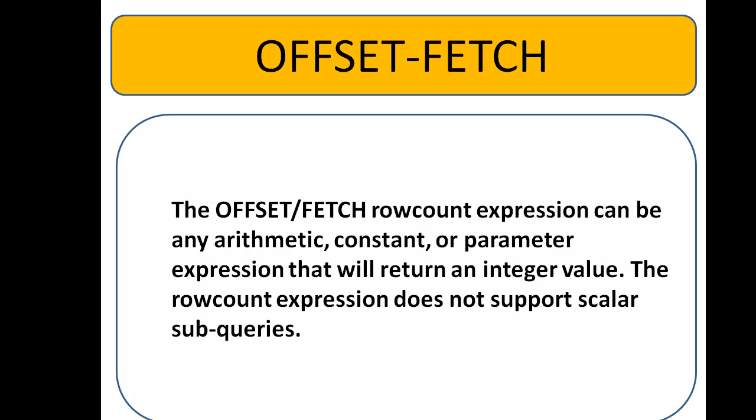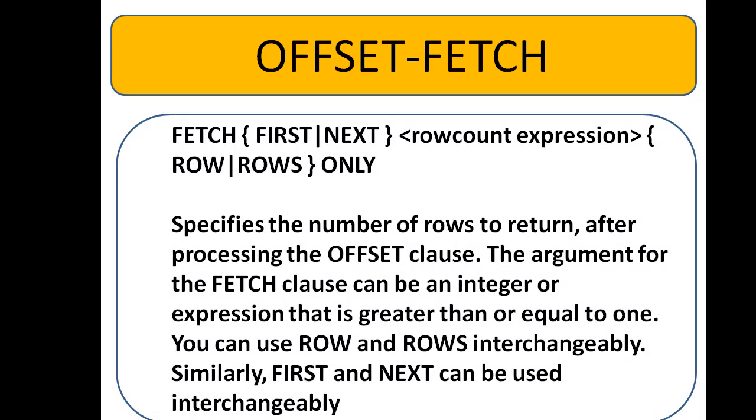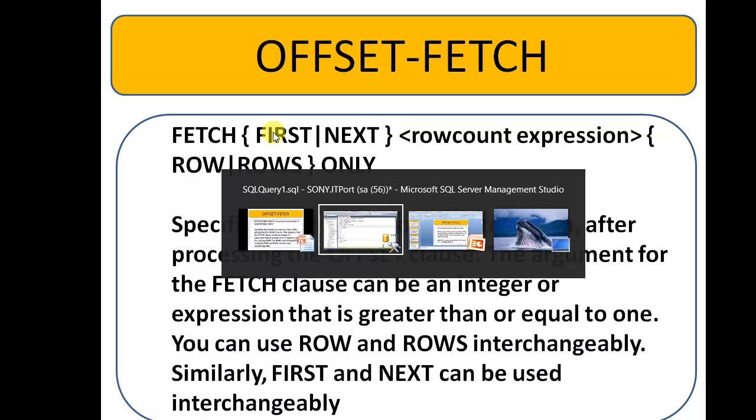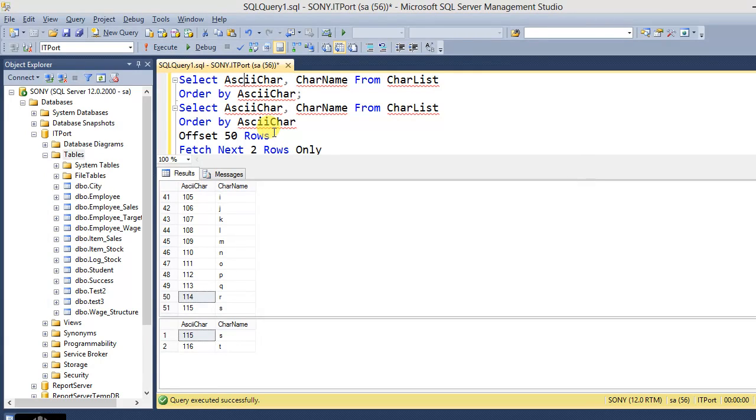OFFSET and FETCH row count expressions can be any arithmetic constant or parameter expressions that will return an integer value. So we mention the row expression; it will be a constant or arithmetic or parameter value, and the row count expression does not support scalar subqueries. So these are the simplest examples.